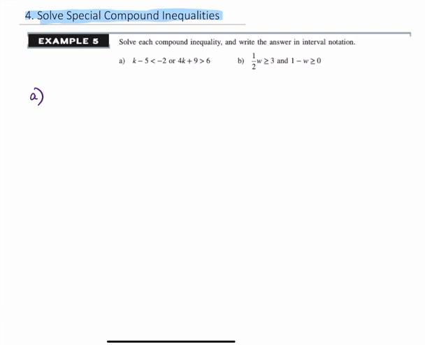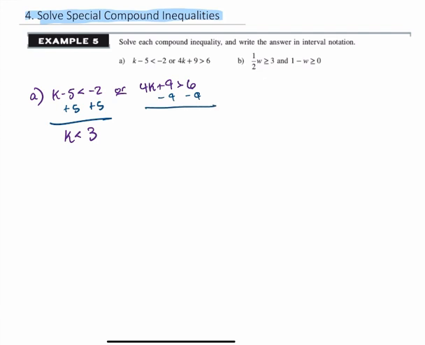The first one says k minus 5 is less than -2, or 4k plus 9 is greater than 6. So let's just go as we would normally. We'll try to solve both of these. On the left side, I would add 5 to both sides. So k is less than +3. That's like 5 minus 2. Or on the right side, I would subtract 9 from both sides. So I get 4k is greater than 6 minus 9, which is -3.